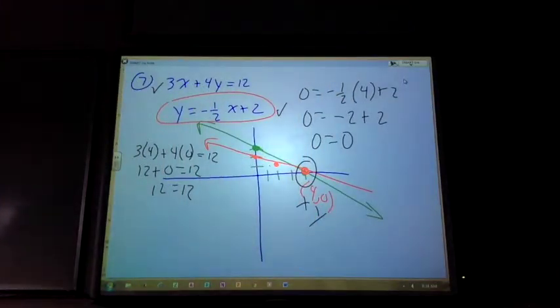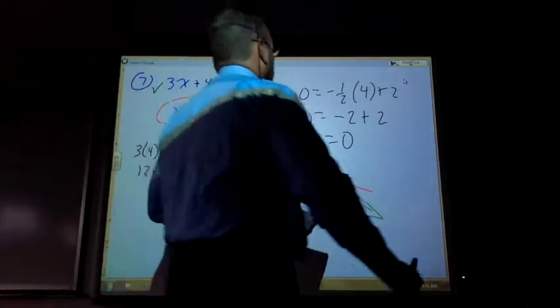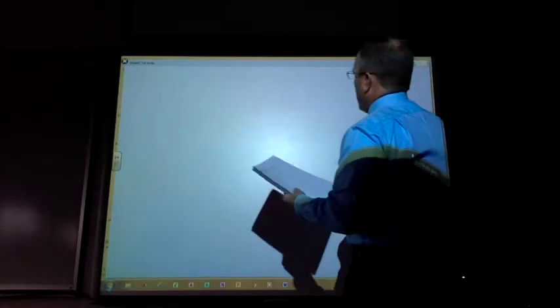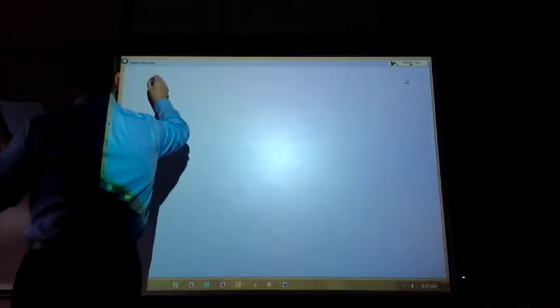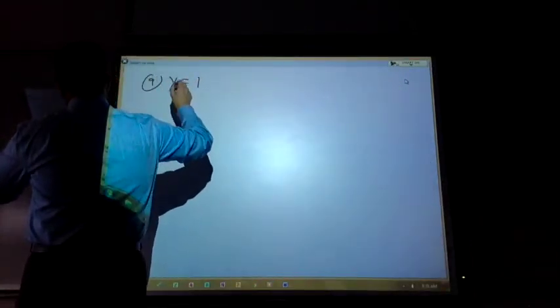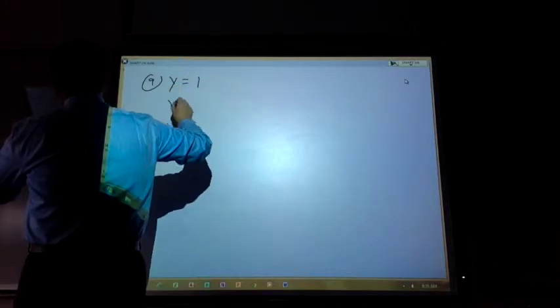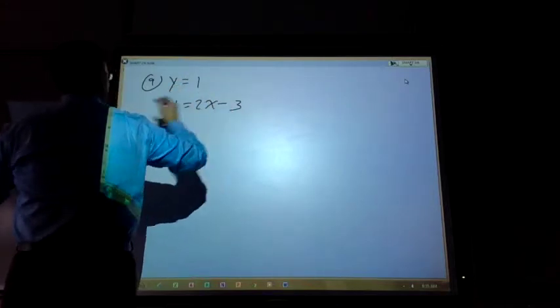All right. Number 9. Ooh, this is a tricky one. This has got one of those goofy ones. What page are we on? 121. All right.